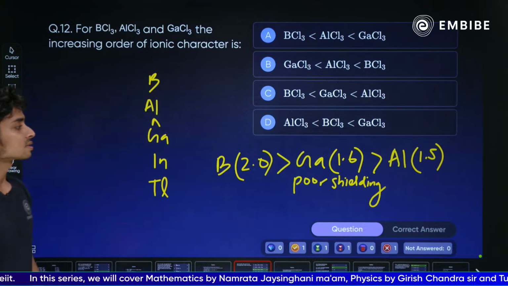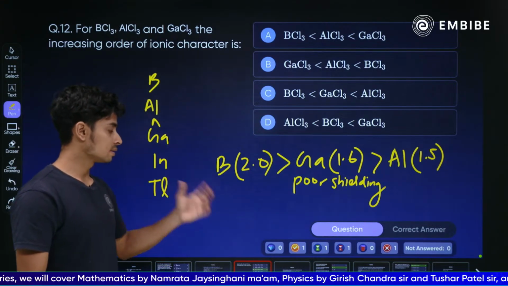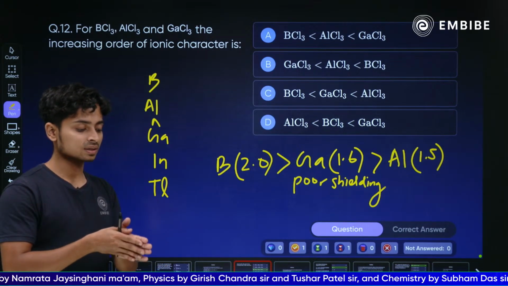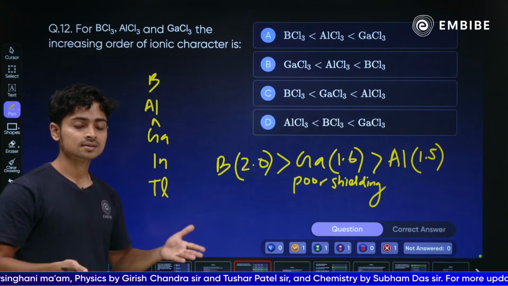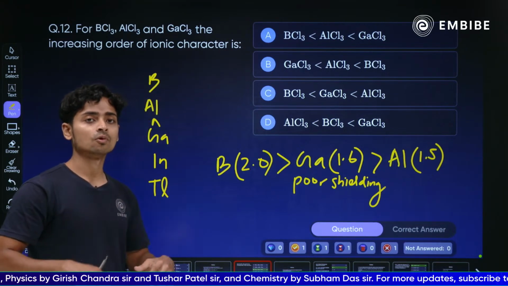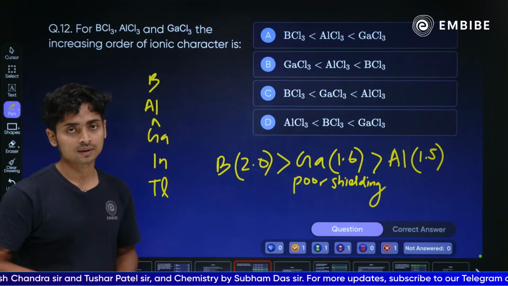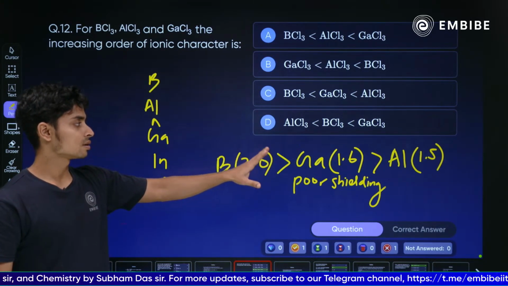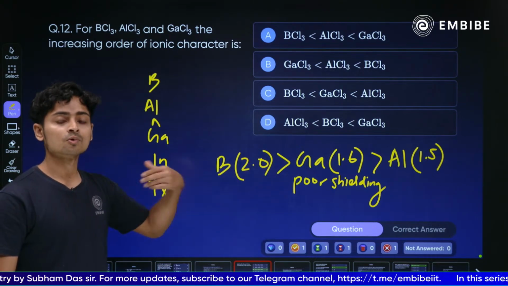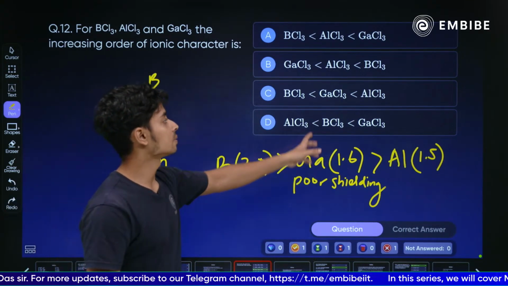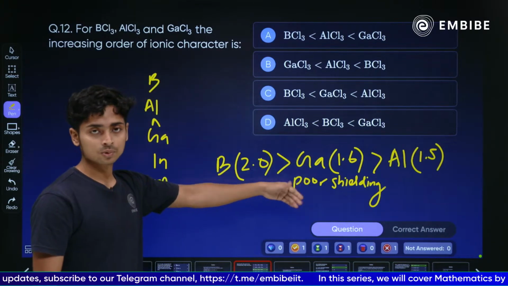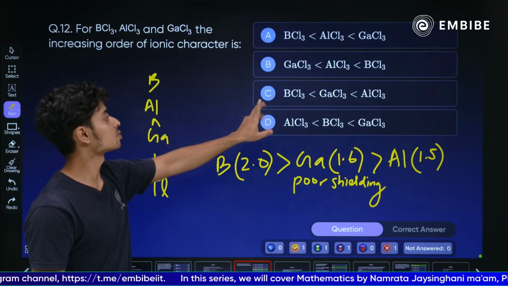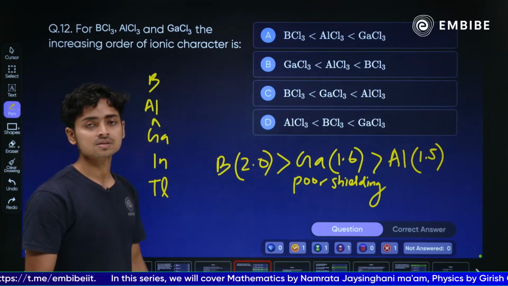Okay, so thus the more electronegative your cation is, the less the electronegativity difference between the cation and the anion. The less the electronegativity difference, the more covalent nature can exist. That is why aluminium, which has the lowest electronegativity value, will form the most ionic chloride. So AlCl3 will be most ionic, followed by gallium chloride, followed by BCl3. So option C is correct here.